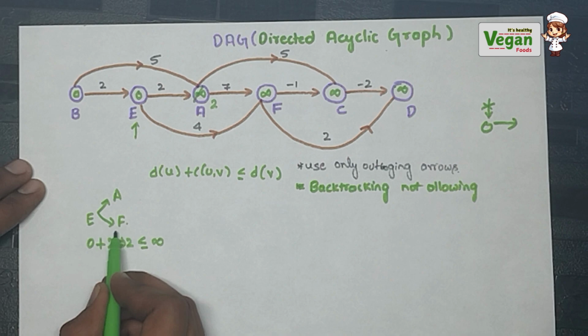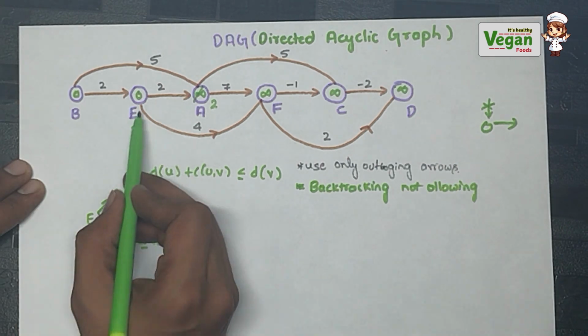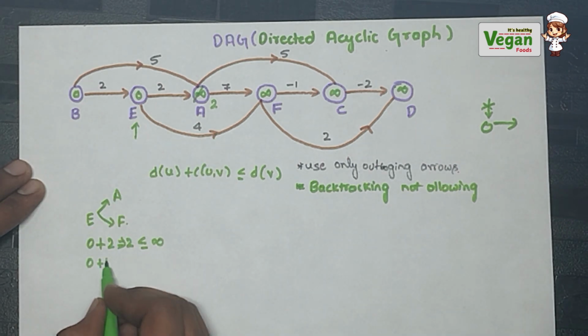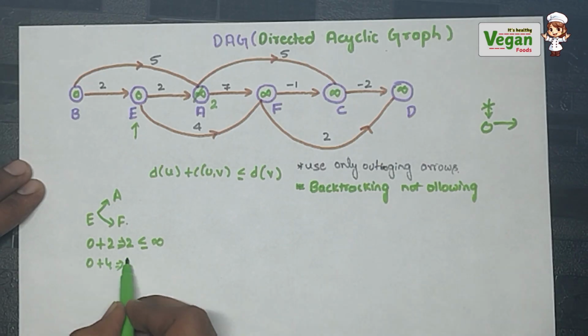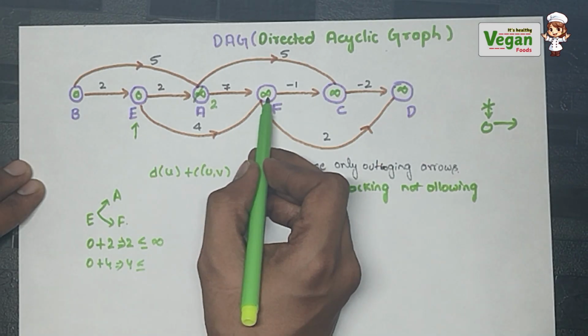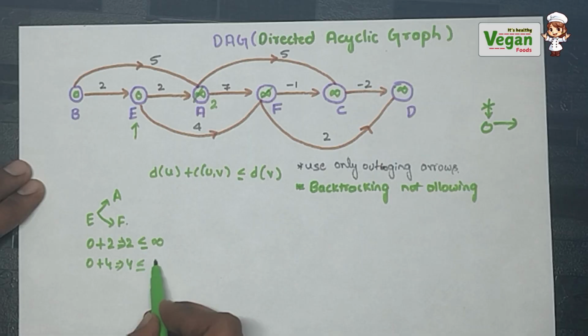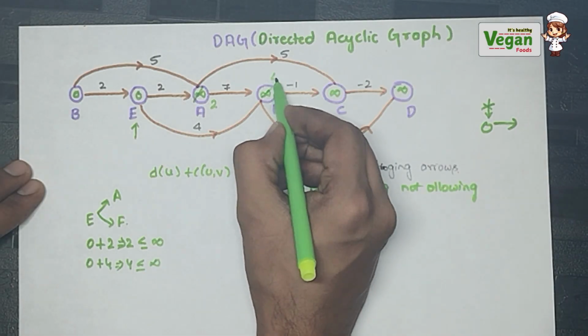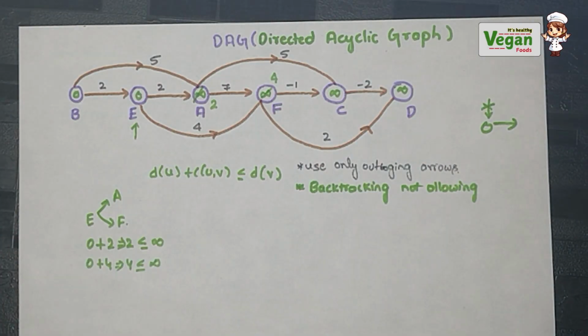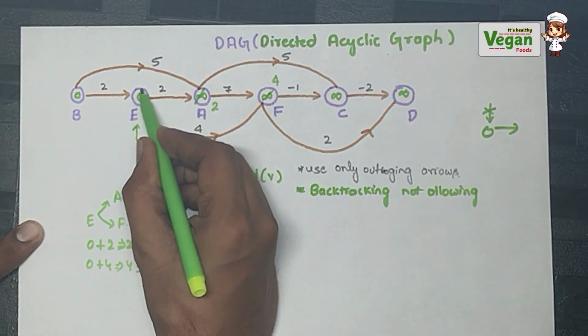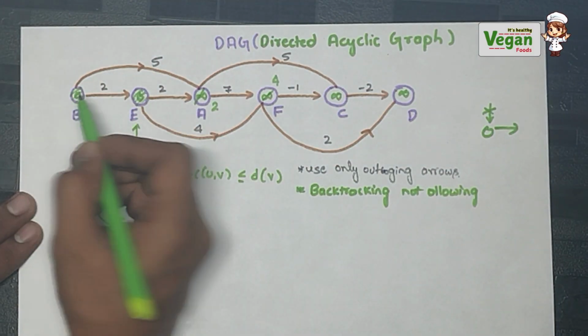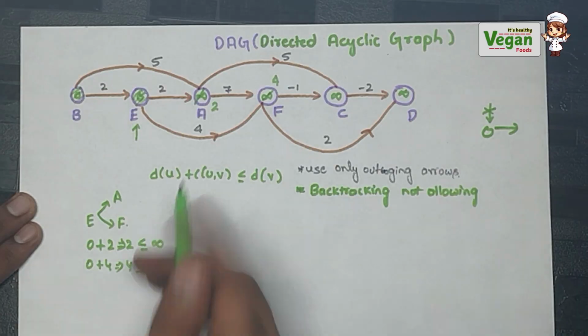Now the other one is E to F. E value is equal to 0. From E to F it is 4. Now 4 is less than or equal to infinity, since F value is infinity. So you cross out the infinity and write 4. Now E node is over. B is also over, because its value is 0.